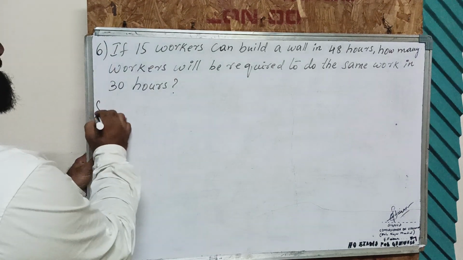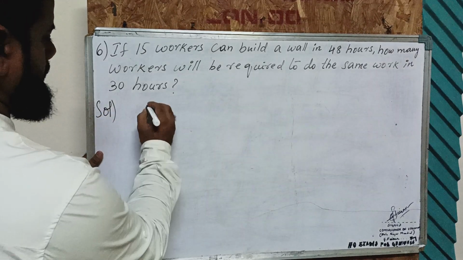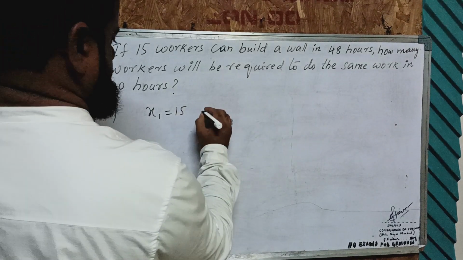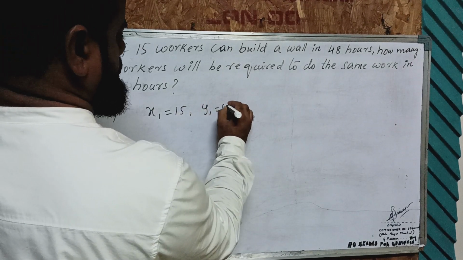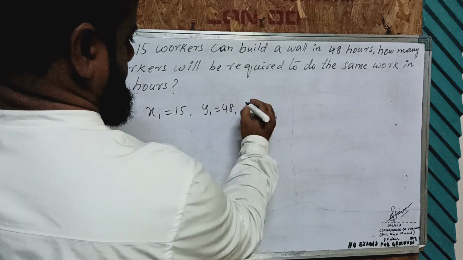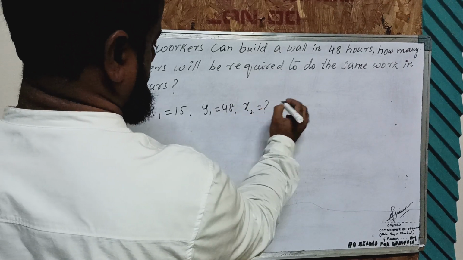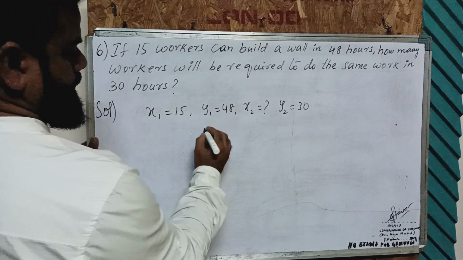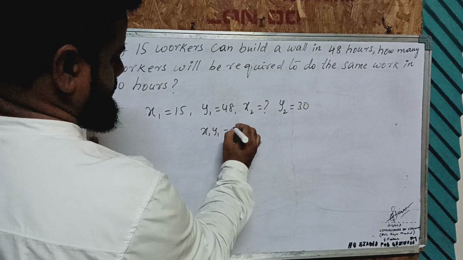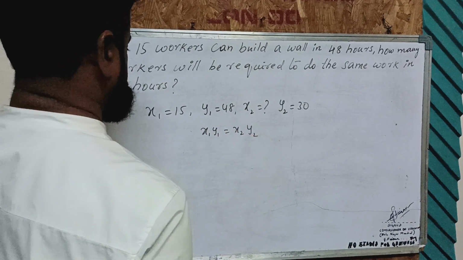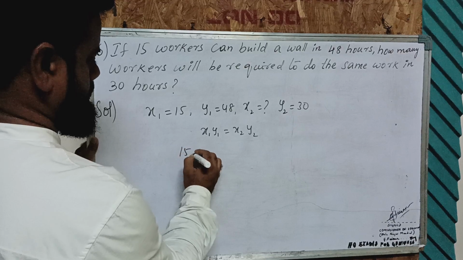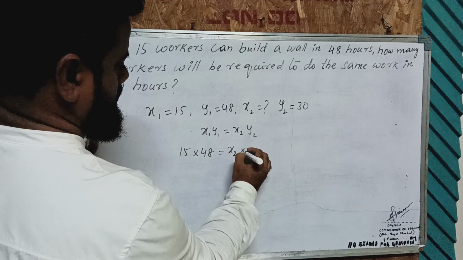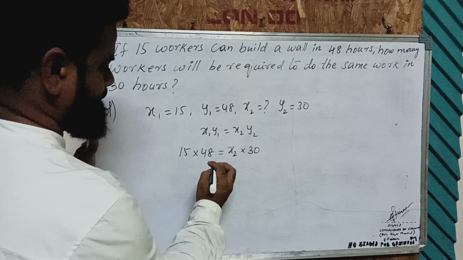So now here x1 is 15, y1 is 48, x2 we don't know, x2 we have to find, y2 is given as 30. The formula is x1 y1 is equal to x2 y2. X1 is 15, y1 is 48, x2 we have to find, y2 is 30.